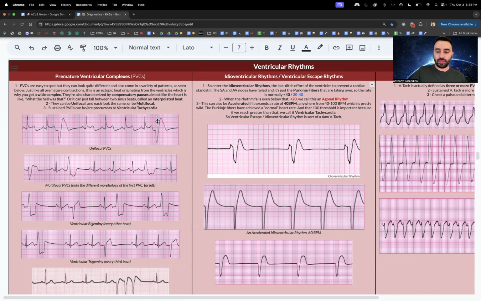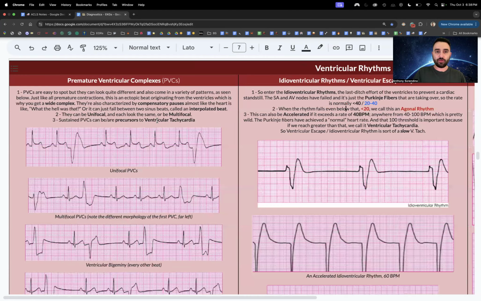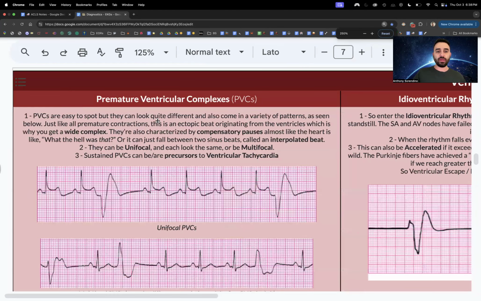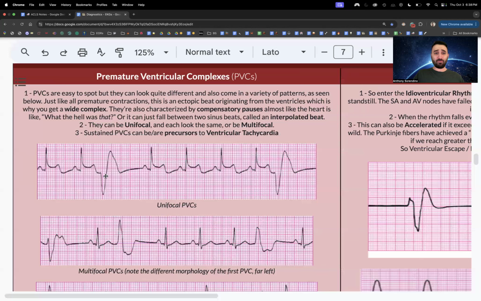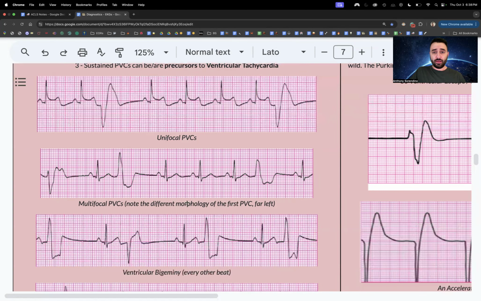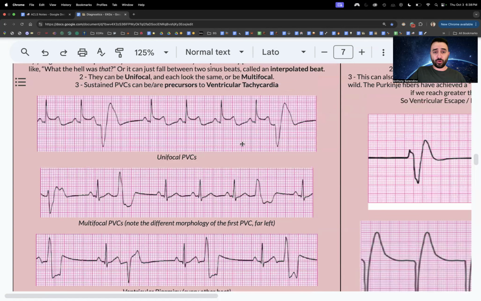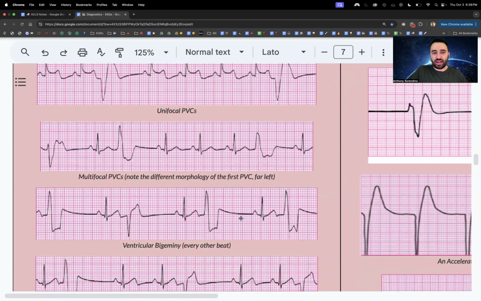So when we talk about PVCs, remember I said each one of these kind of has its own premature beat. A PVC is this big, ugly thing, very obvious to pick up on a strip. So unifocal, they're all the same. Multifocal are like, here's a big ugly one, here's a big ugly one, and these are all kind of different.